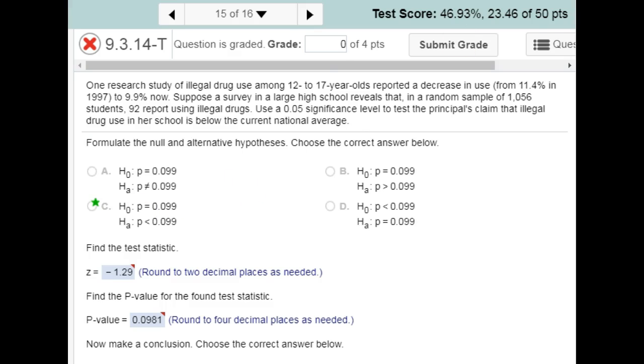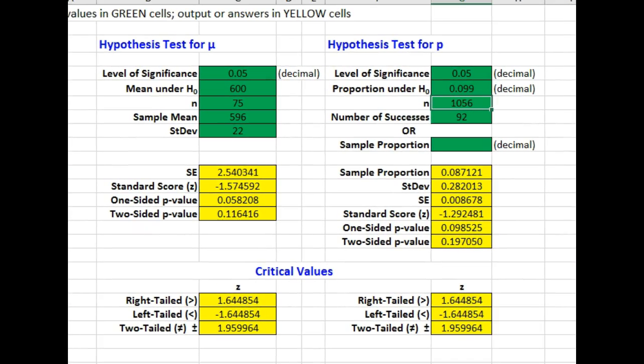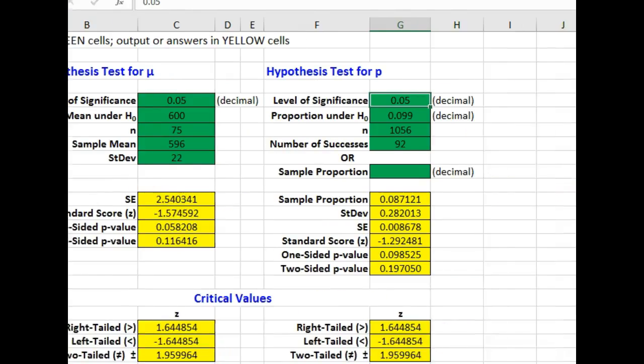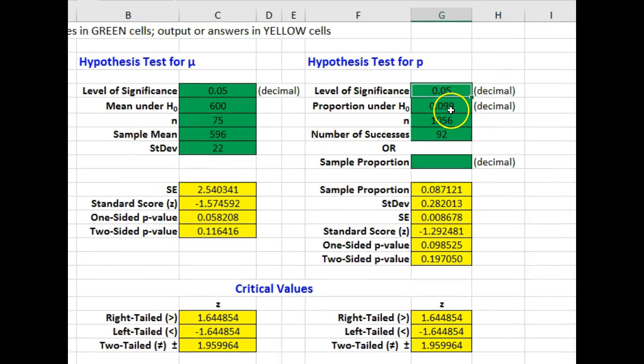So you would want to come into the week 6 spreadsheet. You have a level of significance, or alpha, of 0.05. That was stated in the problem as the significance level. Our null hypothesis is given as 9.9%. This is the total number of people in the survey, and this is the number of successes they had, which in this case was reporting illegal drug use. This is what the sample proportion is.